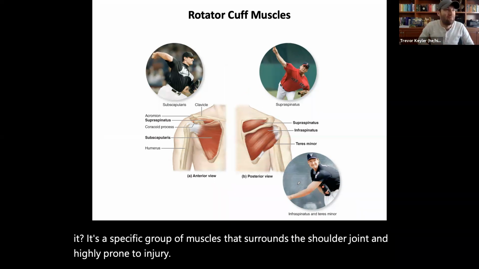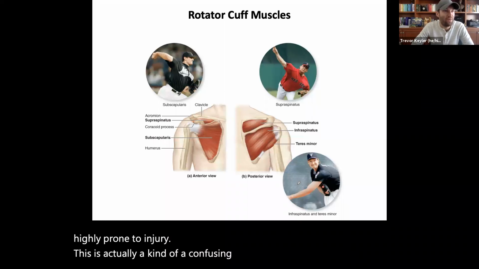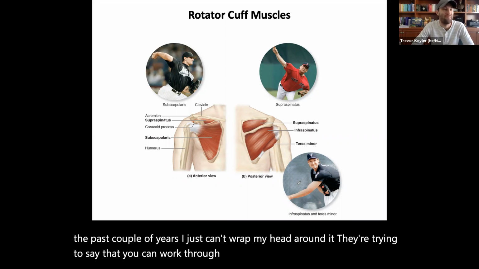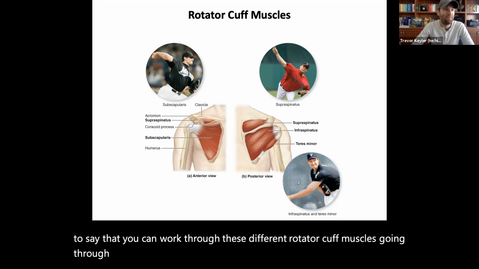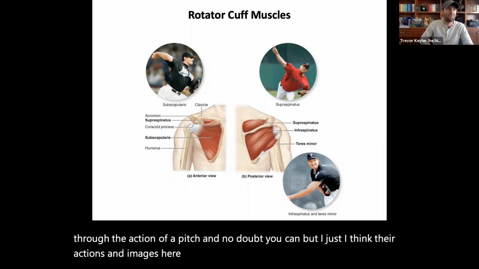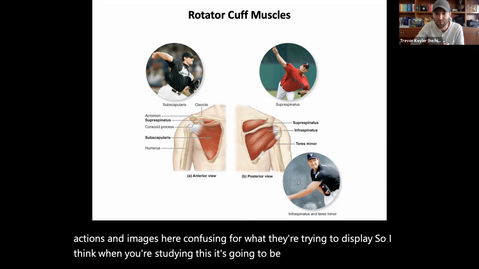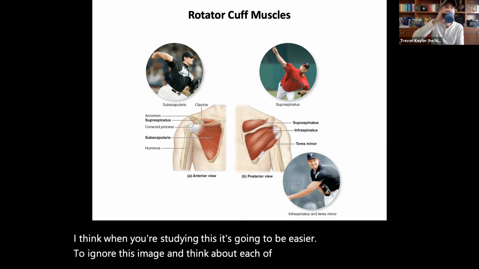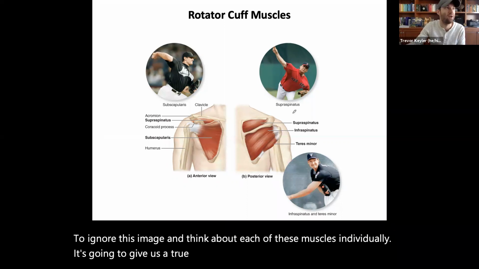This is actually a kind of confusing image. I've tried to work through it for the past couple of years. I just can't wrap my head around it. They're trying to say that you can work through these different rotator cuff muscles going through the action of a pitch, and no doubt you can, but I think their actions and images here are confusing for what they're trying to display. So when you're studying this, it's going to be easier to ignore this image and think about each of these muscles individually. It's going to give us a truer idea of the action rather than trying to wrap your mind around this.